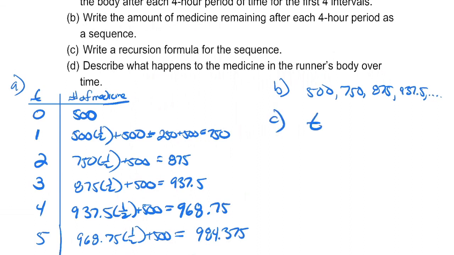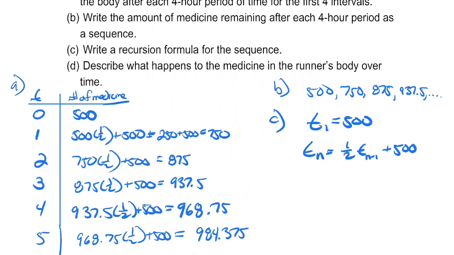Well, the first one is 500. So that's always the easiest part of a recursive formula. Well, how do we get the next one? Really, how we get the next one is we take half of the previous one, and then we add 500. So coming up with the recursive formula isn't so bad as long as we see what the pattern is.